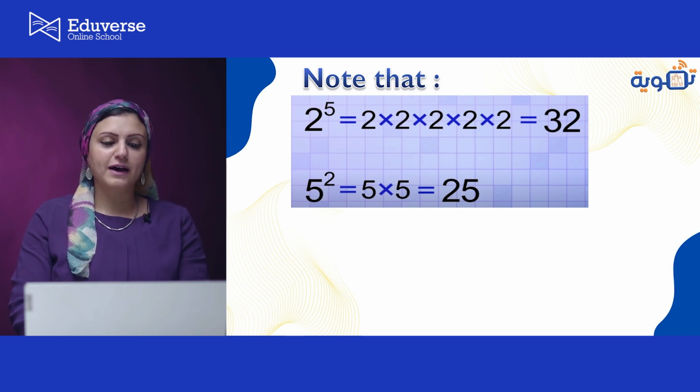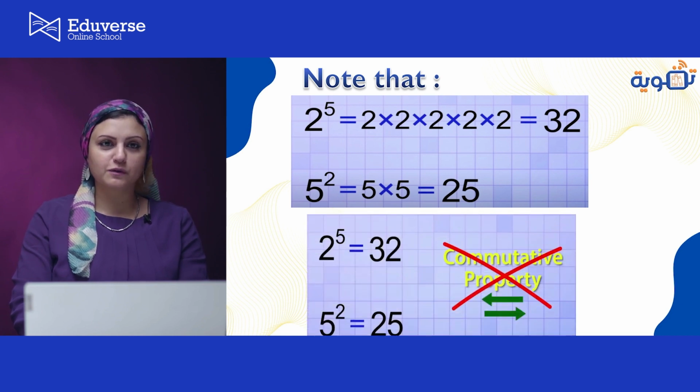Check this, 5 power 2. So it equals 5 multiply 5, which is equal to 25. Check here, 2 power 5 is equal to 32 and 5 power 2 is equal to 25. They are not equal at all, which means that the exponent doesn't have the commutative property. We cannot change the places.